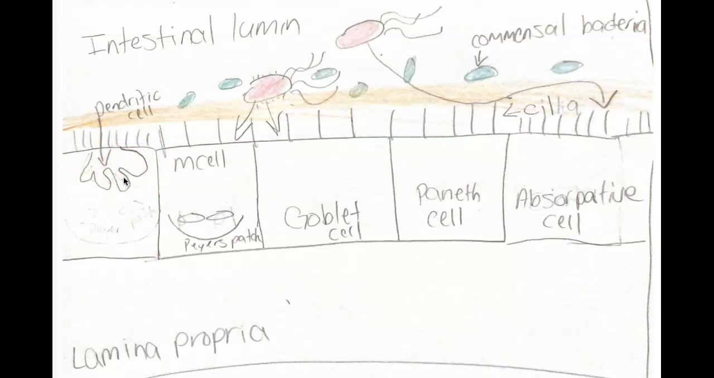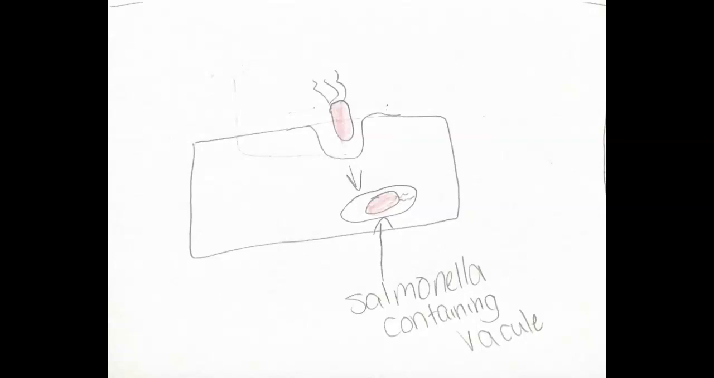So you see that the Peyer's patches are underneath the M cell, and beside is a dendritic cell because they all work together. And these cells work together to continuously sample the intestinal lumen to make sure there are no pathogenic cells like Salmonella. So the Salmonella bacteria cell mainly targets the absorptive cells, M cells, Peyer's patches, or dendritic cells.